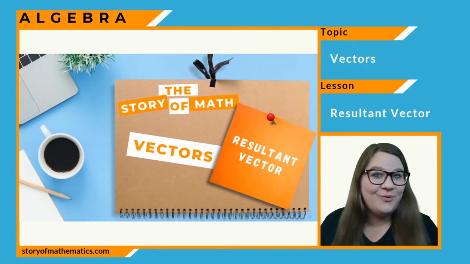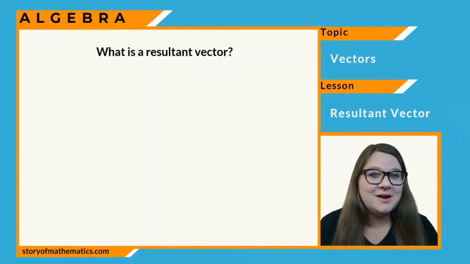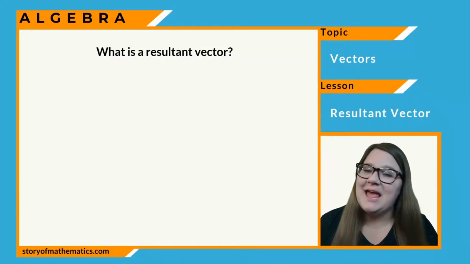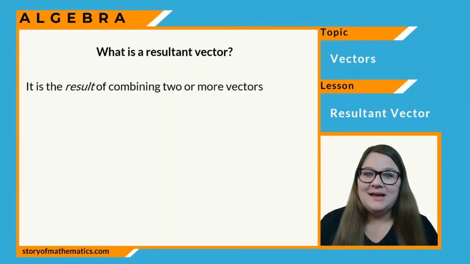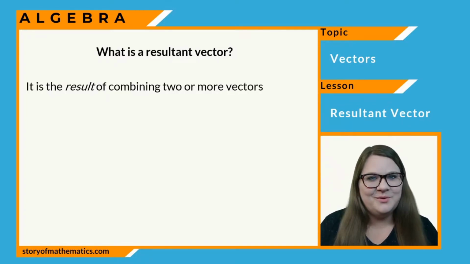Hi, in this video, we're going to talk about resultant vectors and how to find them. So let's start by defining what a resultant vector is. It is going to be the result of combining two or more vectors.